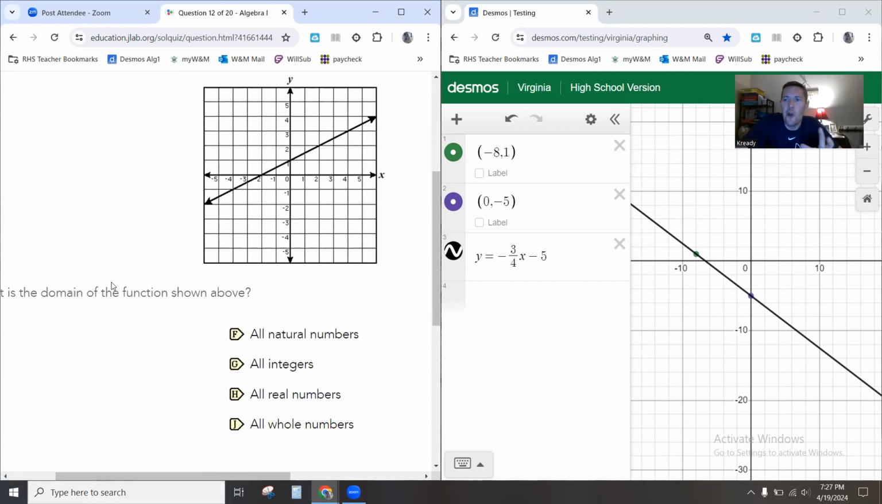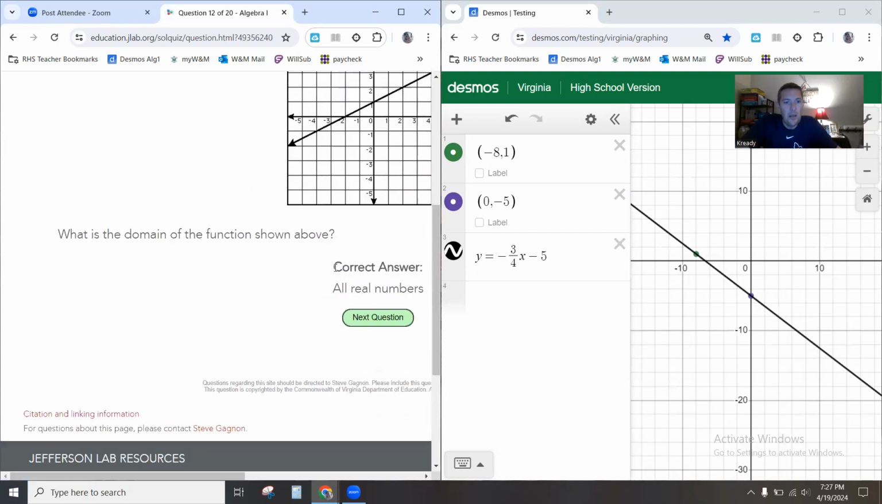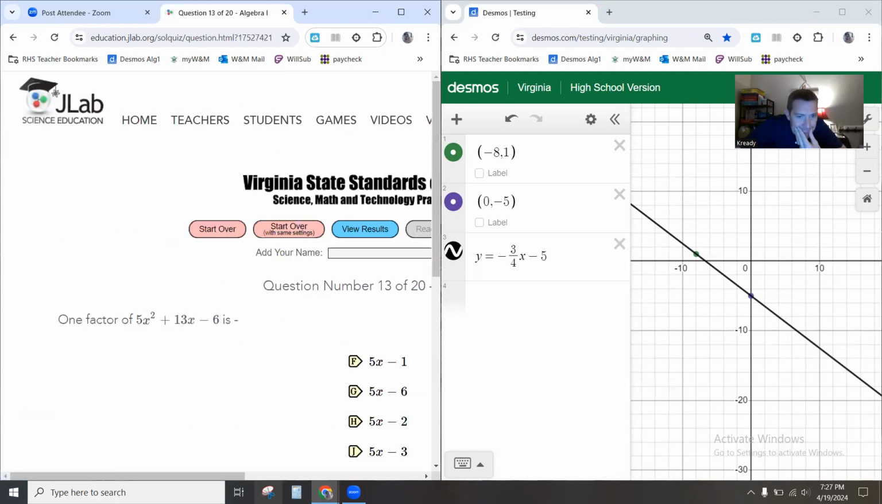You're locked and loaded. Domain, right, left, domain, X domain, Y range. So where is the domain? Does it ever stop going left? Never stop going right? All real numbers. They're just testing vocab. Boom goes the dynamite. All right. Keep going.